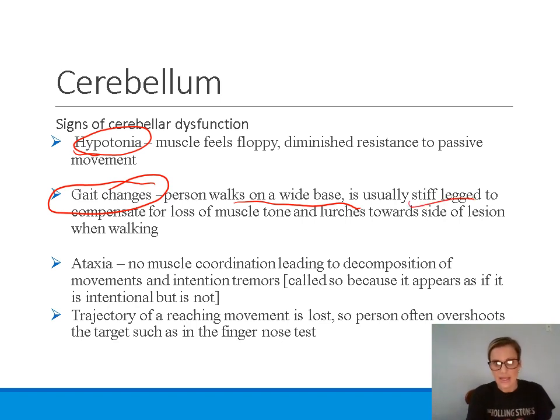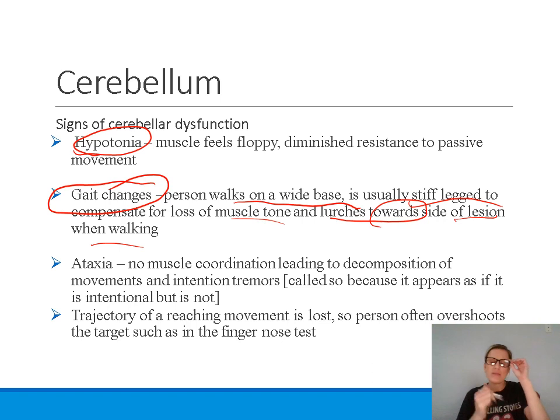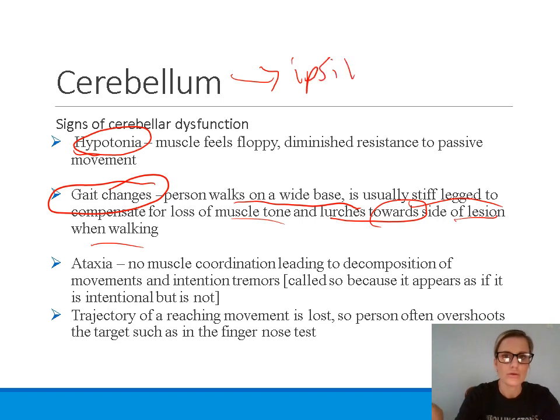Also typically stiff-legged, right? So not like nice muscle movements, but stiff-locked legs to compensate for the loss of muscle tone, to try and rely on bone structure to maintain that strength as opposed to muscle tone. Also, the person will lurch towards the side of the lesion when walking. I meant to mention on the last slide that the cerebellum has ipsilateral effects on muscle.